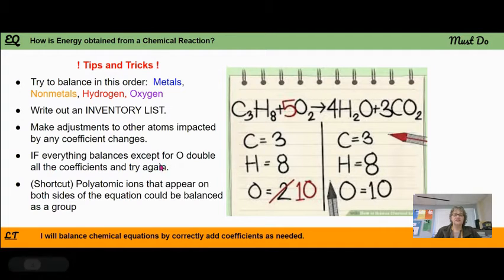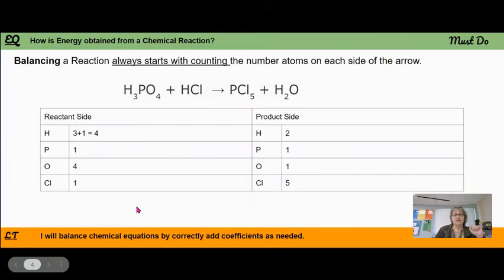If everything balances except for oxygens, double all of your coefficients and then try again. Okay. And then the last one is polyatomic ions that appear on both sides of the equation can be balanced as a group. Okay, I have an example of that at the end of this video, so I'll explain that a little bit better when we get there. Okay, so let's look at an example.